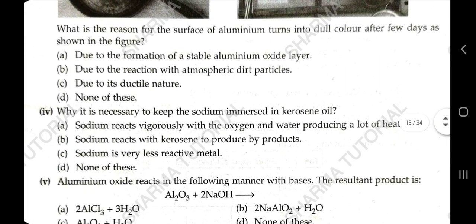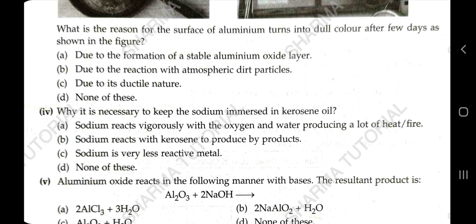Now the fourth question is: why is it necessary to keep sodium immersed in kerosene oil? Before reading the options, we already know the answer. That is because sodium is very reactive, so it can vigorously react with oxygen and water if it is left outside. That is why it is stored in kerosene oil. Now let us look at the option that matches the answer we have already thought of.